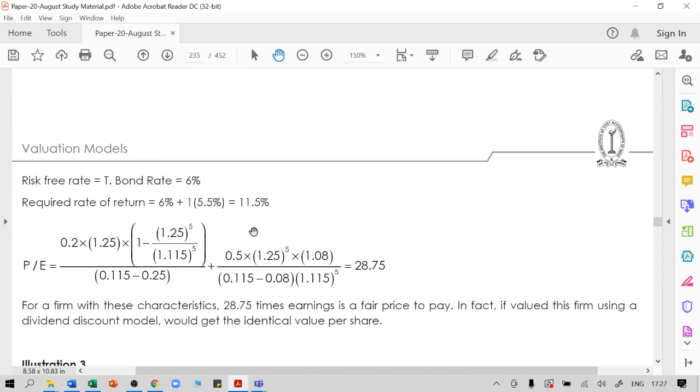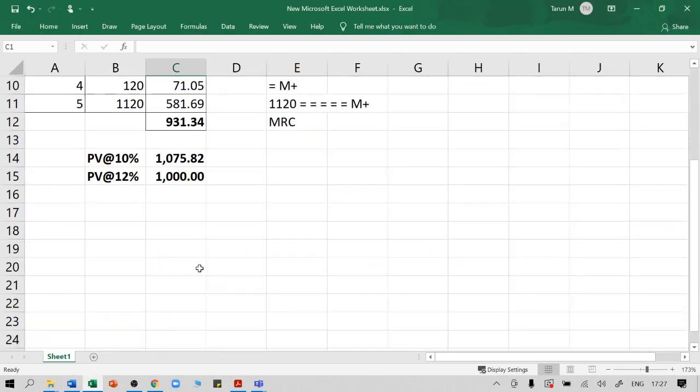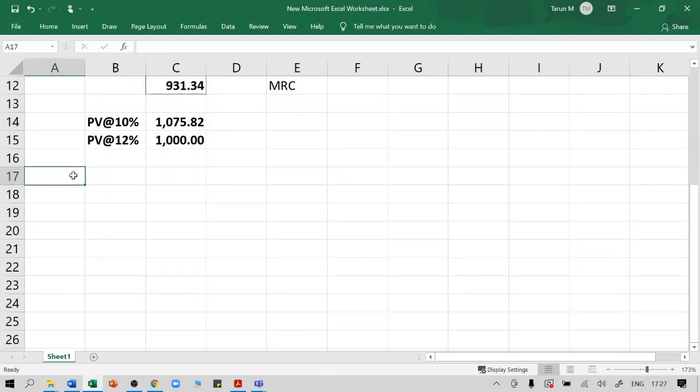Okay, so here I go. See, let's take one assumption. This is your illustration number 2. Let's take one assumption that current EPS is equal to rupee 1. Obviously, EPS means per share. Current EPS is rupee 1.